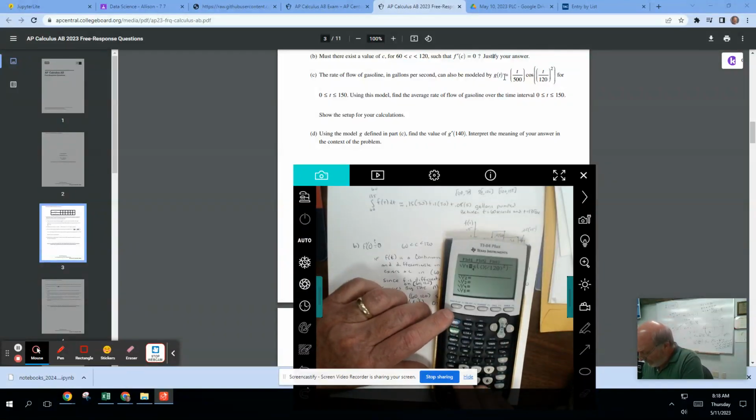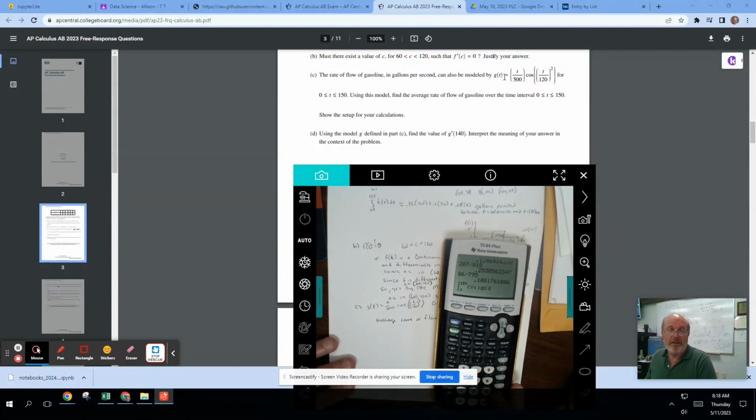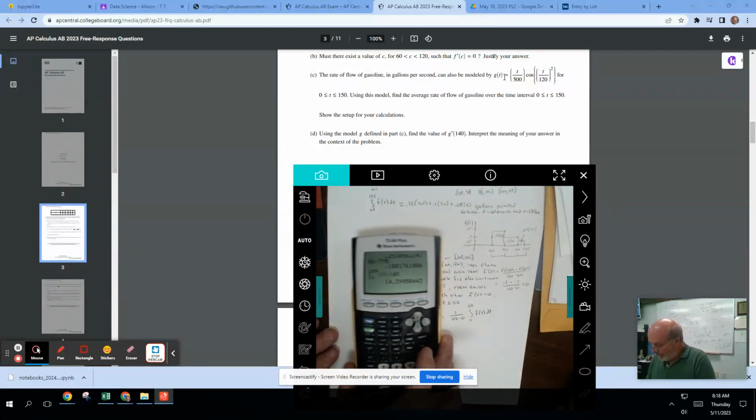So the next thing we're going to do is get out of here. We're going to go to math, function integration from 0 to 150. I'm going to go to vars, y1, where we put the function. We put x in place of t, so we're going to take the integral with respect to x.